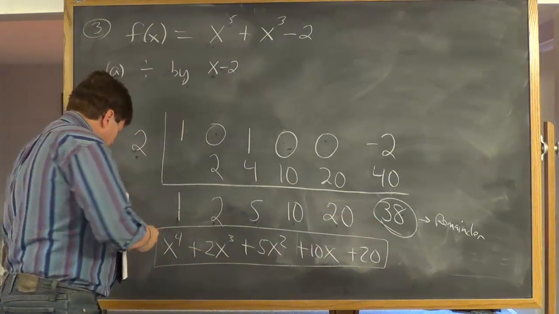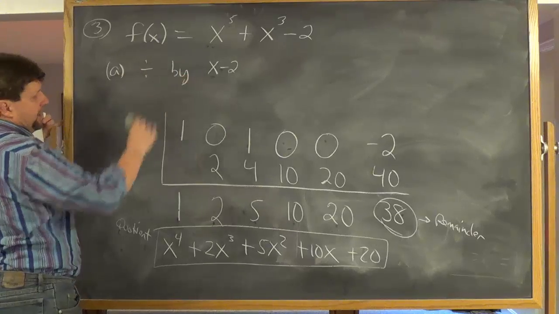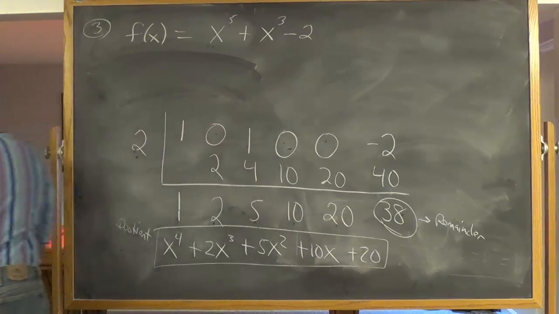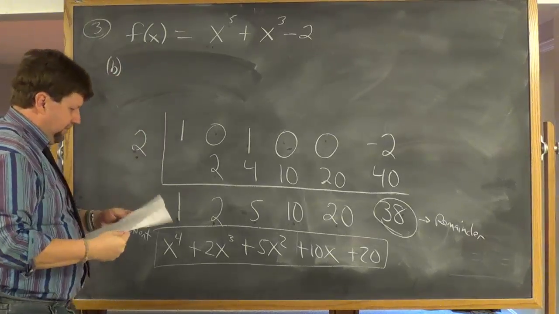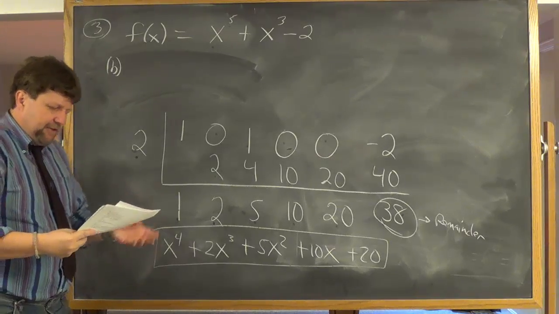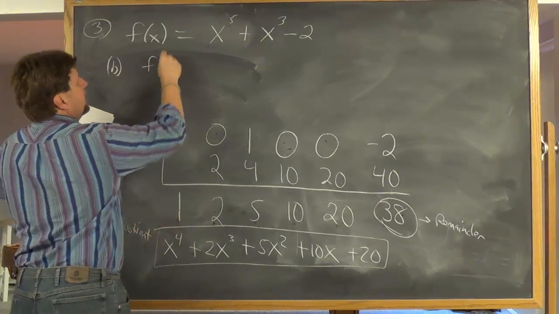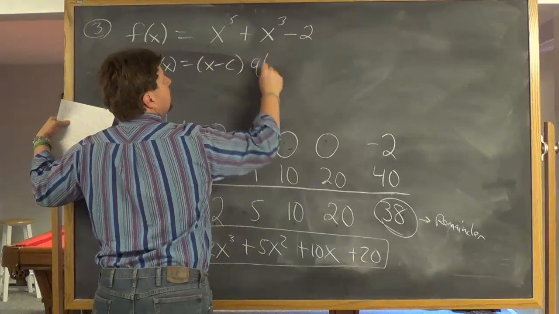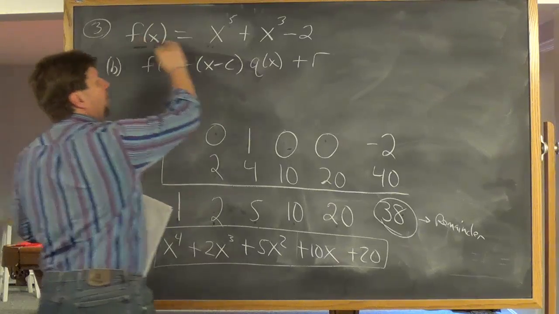Then in part B, I have to erase, but I'm going to leave this work up. In part B, I asked you to use the result of part A, which is right here, to write the function in the form f of x equals x minus c times q of x plus r. So this is our function.